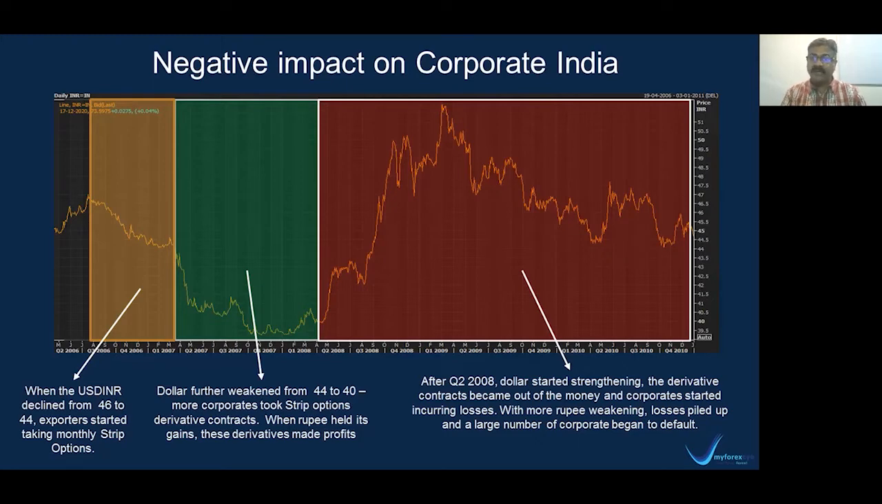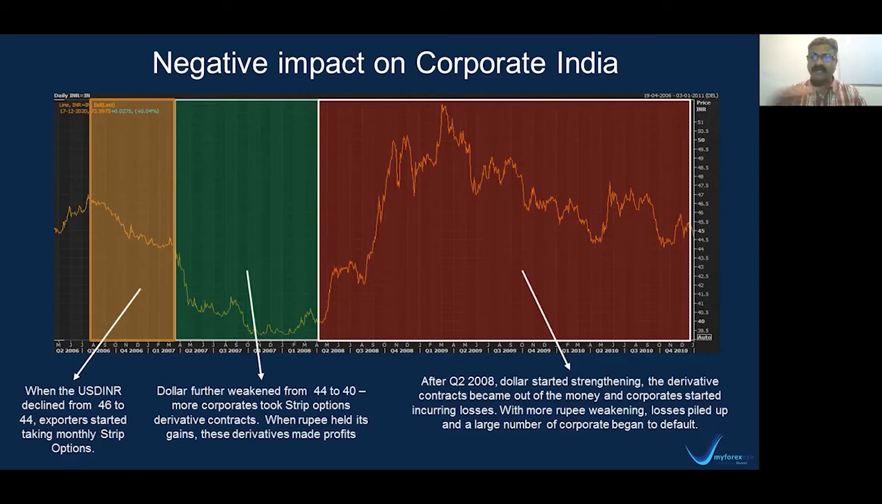Initially, the rupee weakened from 40 to 42, 43. Now these options, these derivatives, were turning gradually out of the money and the corporates started incurring small losses. Then suddenly in quarter three and quarter four, the rupee weakened substantially from 42, 43 to 49.50. This is the period where the corporates started feeling the pain and the losses started to pile up and compound.